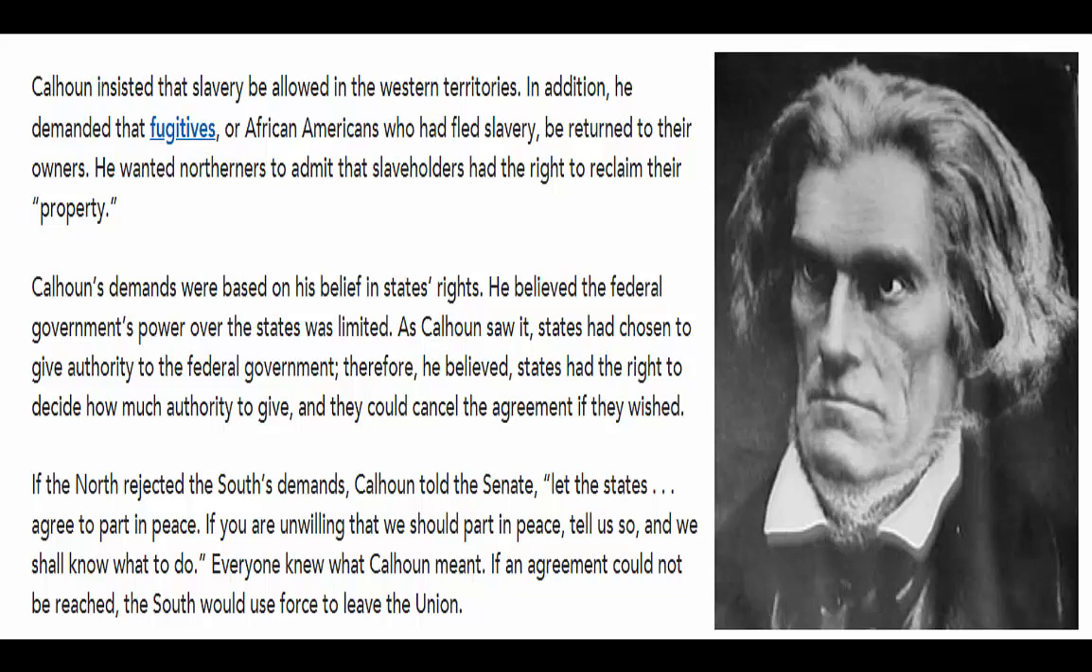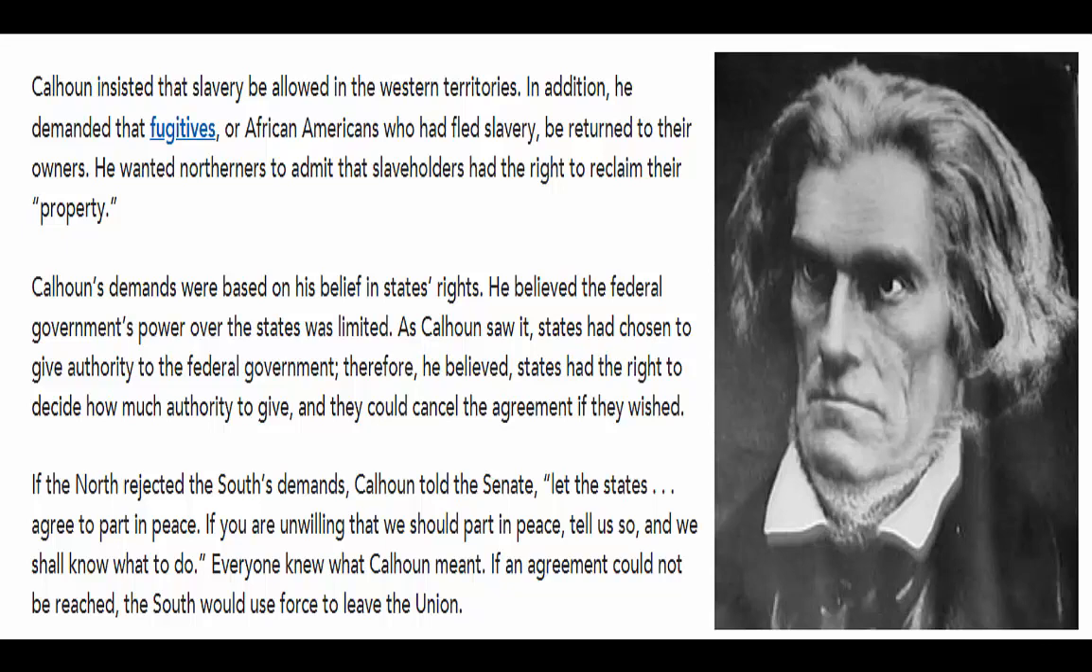Oh my. Question 28. Define fugitives. Fugitives were African Americans who had fled slavery. Question 29. What demands did Senator Calhoun propose at this time? Well, number one, he demanded that slaveholders had the right to reclaim their property.